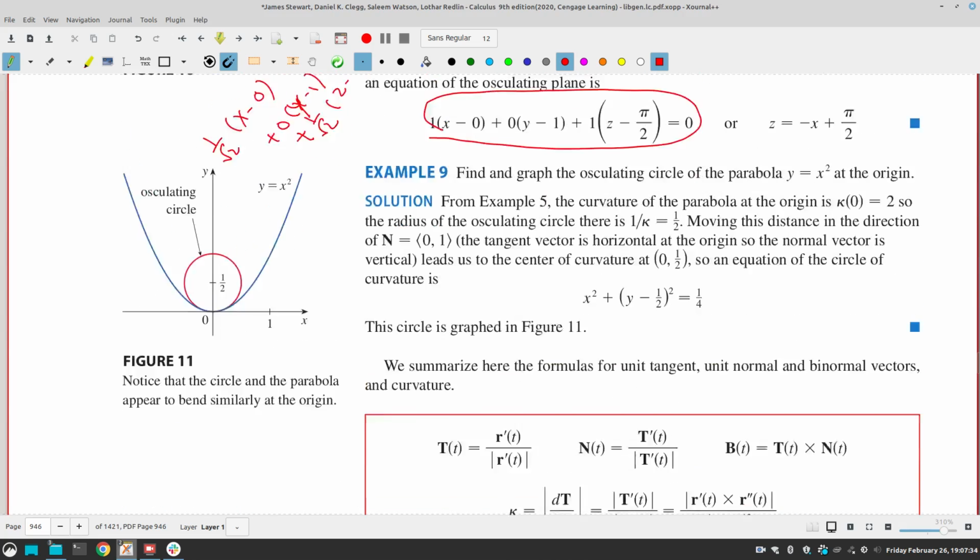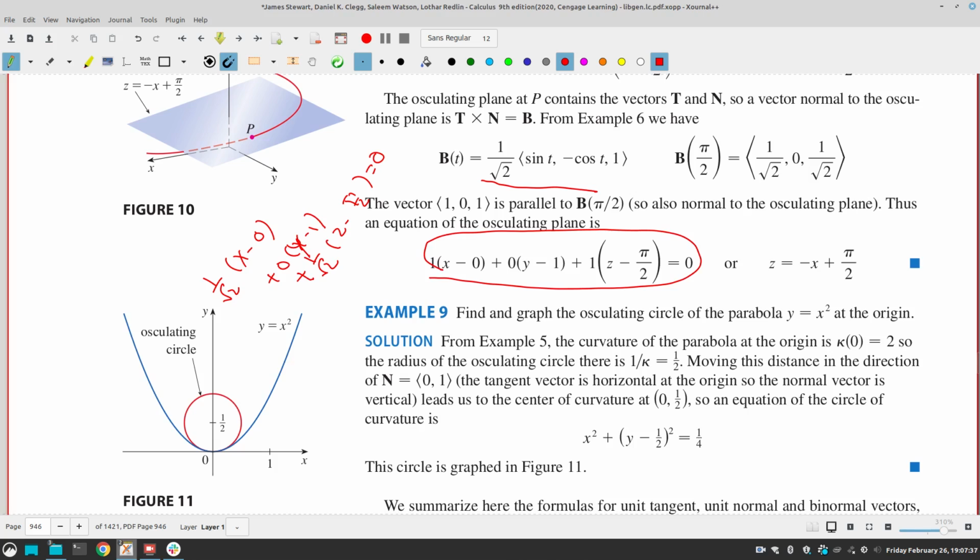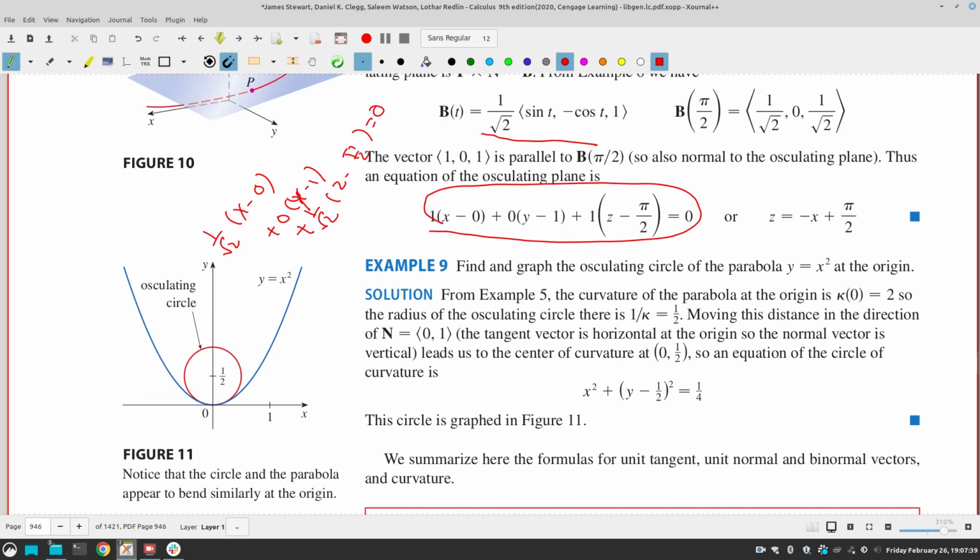Of course, then there's the osculating circle. We can find the osculating circle at the origin. So y equals x squared passes through the origin, and at the origin you can figure out that kappa at 0 equals 2. So since kappa at 0 equals 2, the radius of the circle of curvature, the osculating circle, is 1 over kappa at 0, which is half.